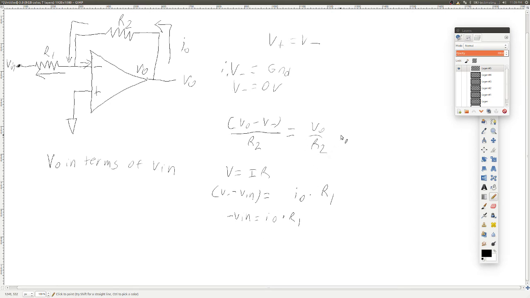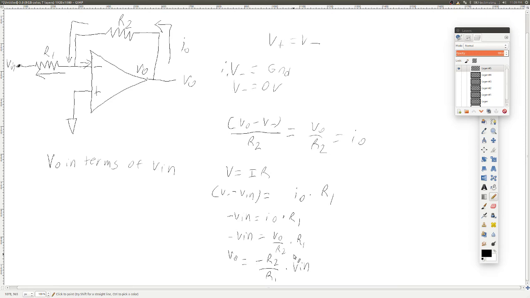I O, we've solved for. Negative V in is equal to V out over R2 times R1. Now, we said we wanted V out in terms of V in. We can get that right now. V out is equal to negative R2 over R1 times V in. And that's it. So think about this circuit in a simpler way.